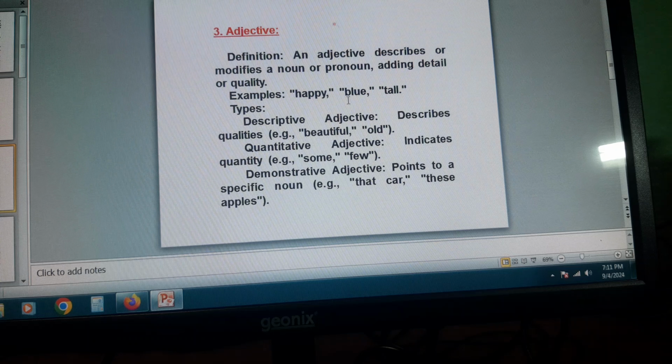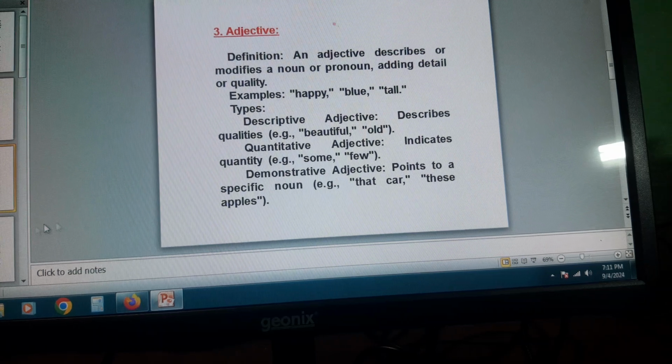Examples: happy, blue, tall. Types: descriptive adjective, quantitative adjective, demonstrative adjective. Descriptive describes qualities: beautiful, old. Quantitative indicates quantity, some, few. Demonstrative points to a specific noun, for example, that car, these apples.